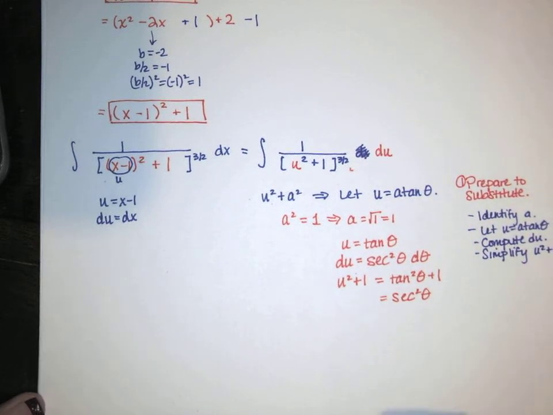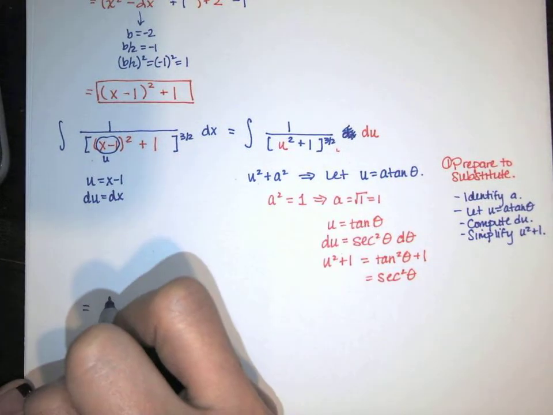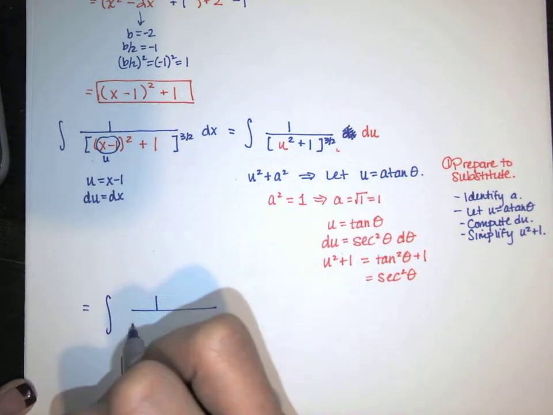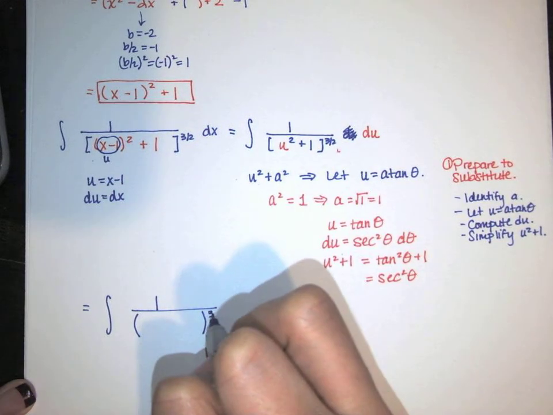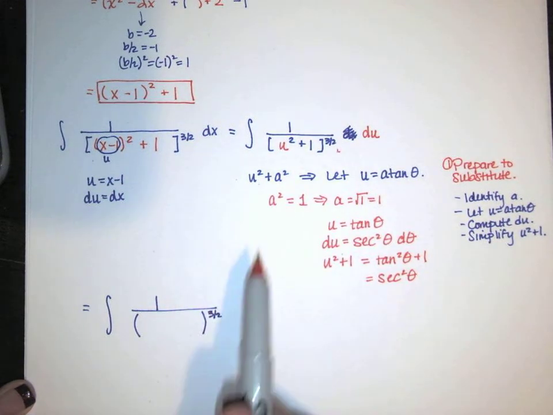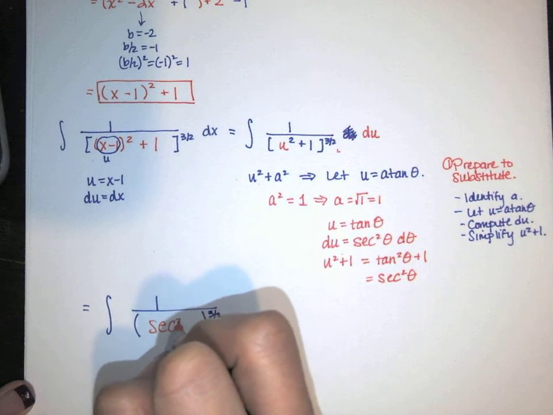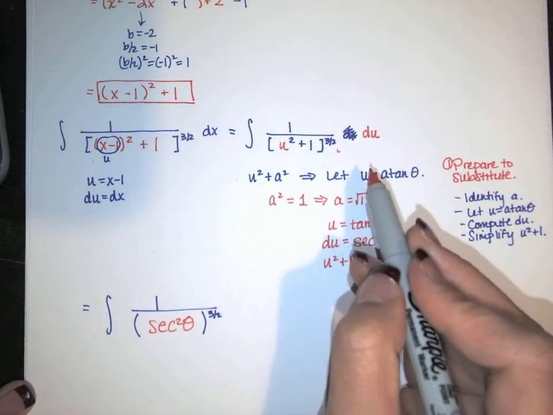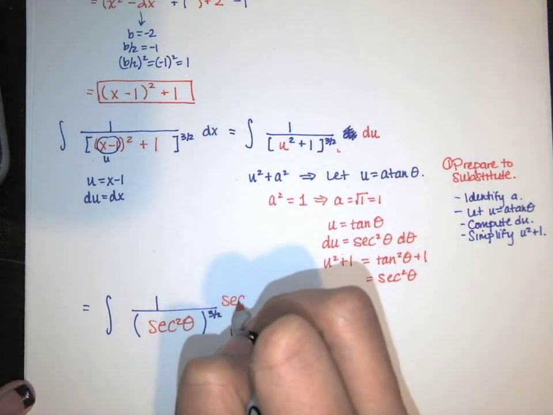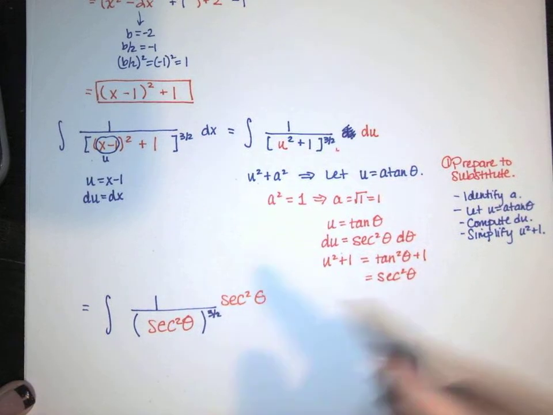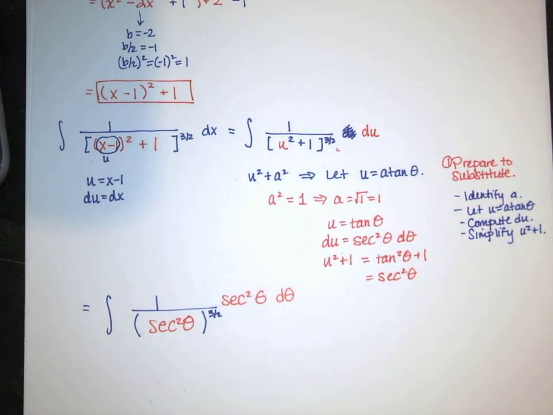All right, and now we're going to substitute. We're substituting into this. So I've got the integral of 1 over something to the 3/2. U squared plus 1 turned out to be secant squared. And du was secant squared theta d theta. Please don't forget to do the du. So many students leave that off, and maybe the integral is harder to solve. Maybe it can't be done.